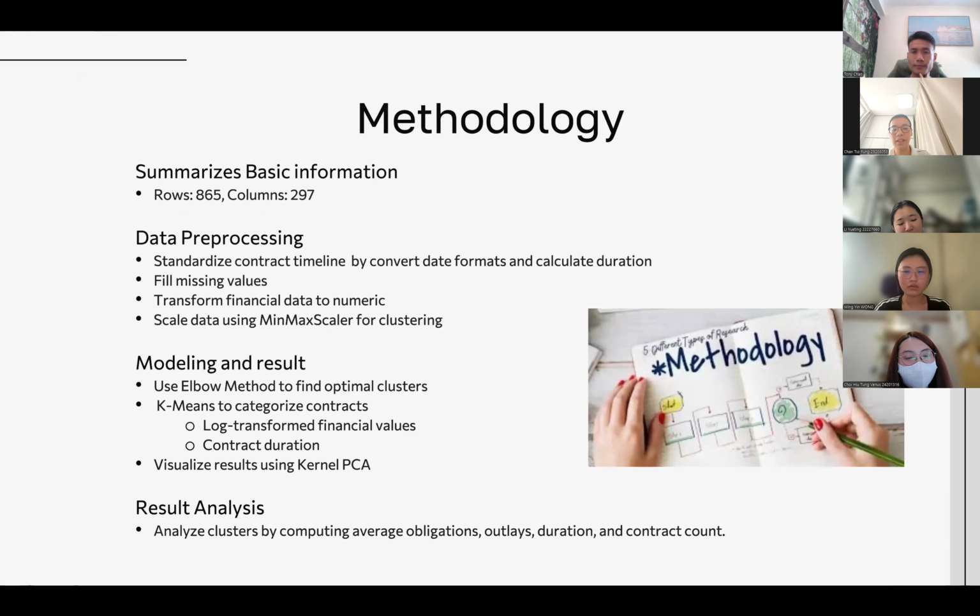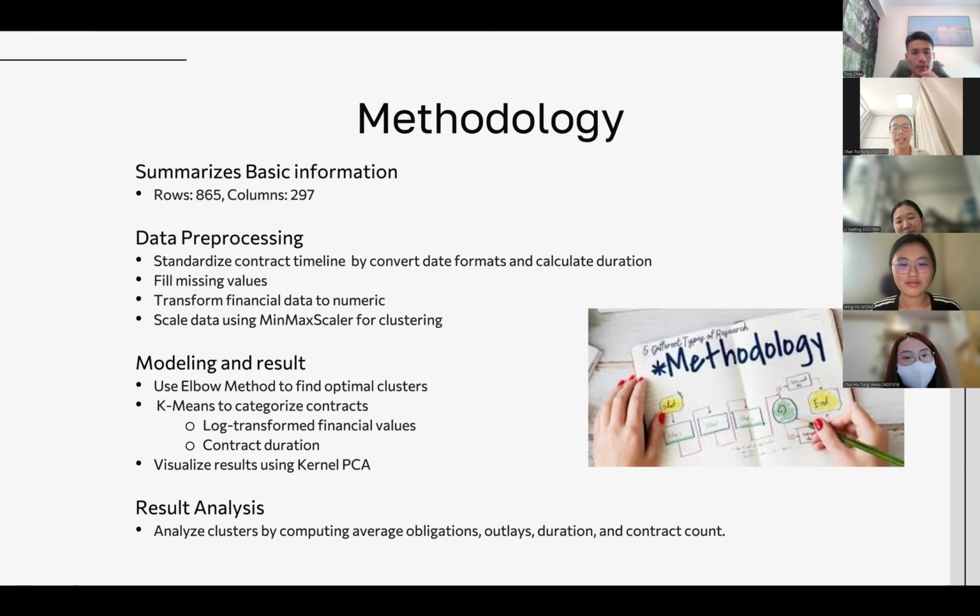For methodology, first I summarize basic information. Then in the pre-processing part, I standardize the contract timeline, filter missing values, convert financial data to numeric format, and scale using the min-max scaler for clustering. For the model training part, I use the elbow method to find the optimal clusters. Then I use k-means with features of logged financial values and duration to categorize contracts.